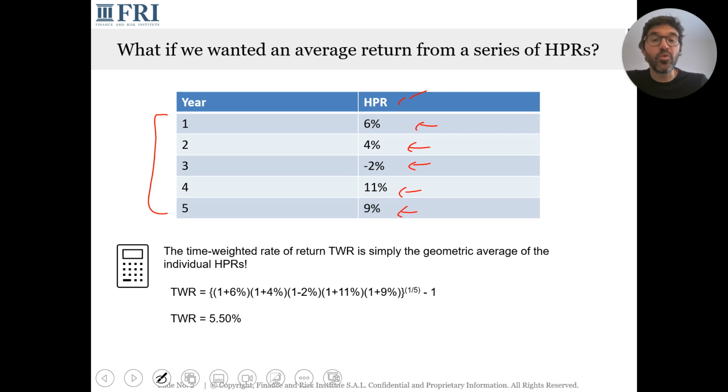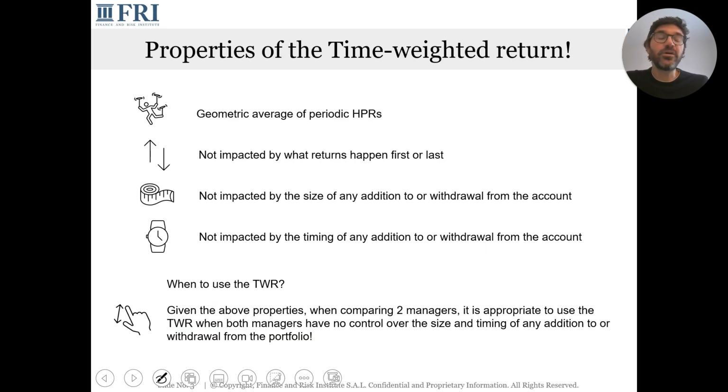Again, the time-weighted rate of return is simply the geometric average of that series of holding period rates of return. We have covered the geometric average together in a previous video, so this formula has no secrets for us. By calculating the geometric average of this series of holding period rates of return, we get a time-weighted rate of return of 5.5%. This is the time-weighted rate of return. Now, what are the properties of the time-weighted rate of return? And it's very important to understand those properties.